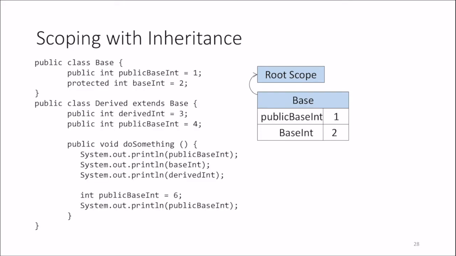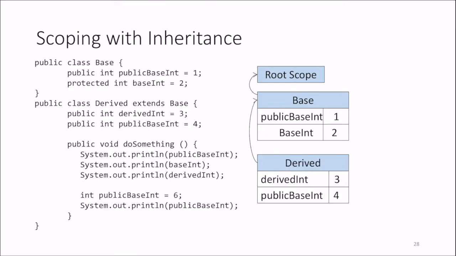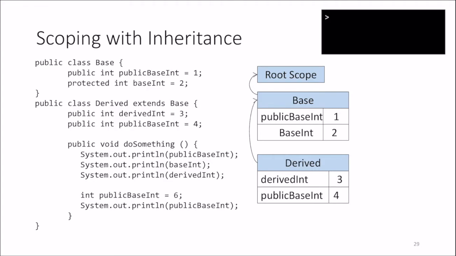Now there's another class which is extending the base class, and it has its own local variables, derived int and public baseInt, and it has a function. So this derived class creates these two local variables, and then it has a function called do something. This function is something we can trace to see what's going on with scoping when you have inheritance, and this example will show us what we need.